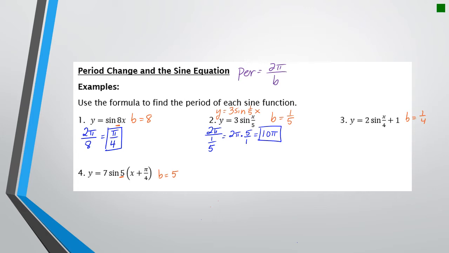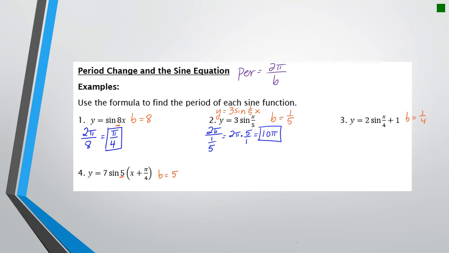So I want to stop for a second and go back to something I said on the previous slide. I said that if you have a big b value, so 8 would be considered a big b value, like in number 1, your period should be small. So what that means is less than 2 pi. And pi over 4 is definitely less than 2 pi. So that works out. For number 2, I have a small b value. So that means the period should be bigger than 2 pi, and 10 pi is definitely bigger. So what I like about remembering this is it kind of helps you to mentally check your work. If you see that you have a big b value and your answer for the period is also big, you're going to know that something went wrong. Either your b value is wrong or you calculated the period wrong.